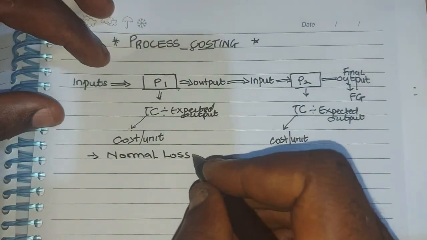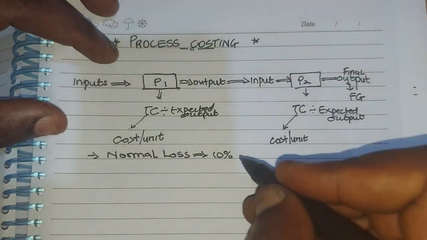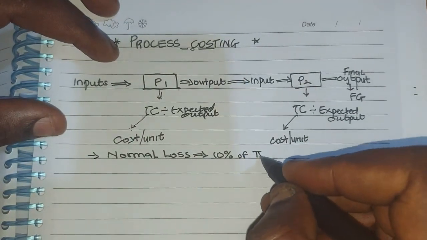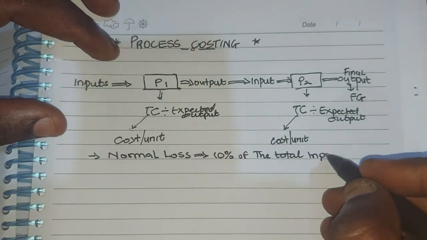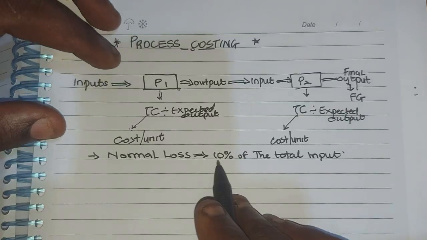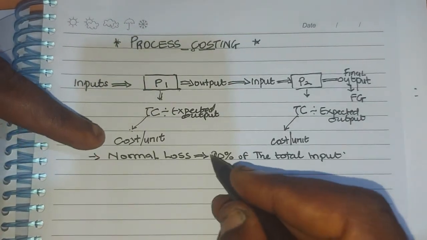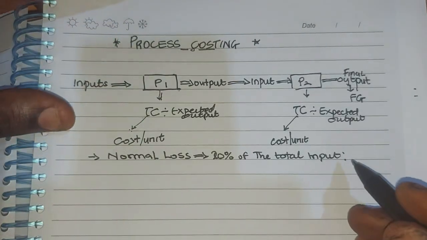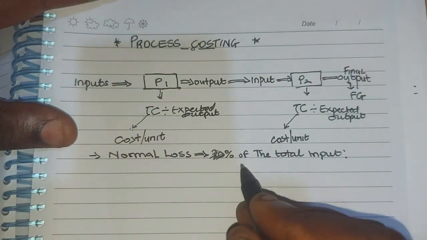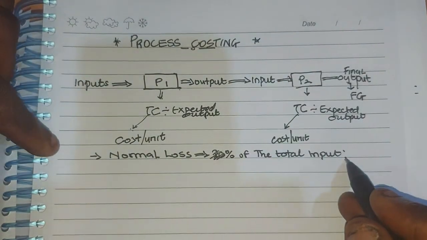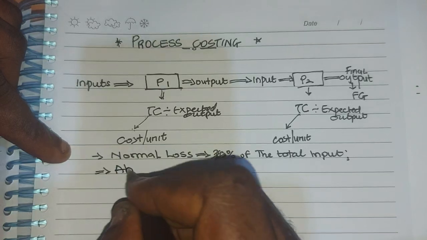The normal loss is normally represented in percentage, say 10% of the total input, okay? It may be 10%, it may be 20%, it may be 30% of the inputs. All right, it may be 5%. Take note of that. So don't let me put a figure here, it's representative. Do you get it? Then we also have what we call abnormal loss.